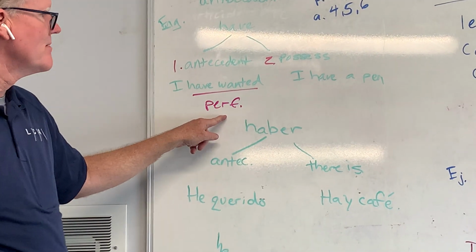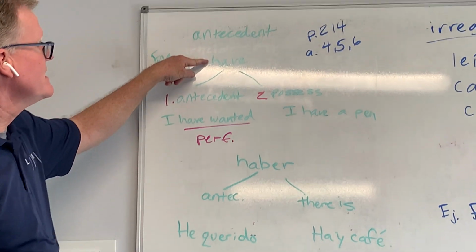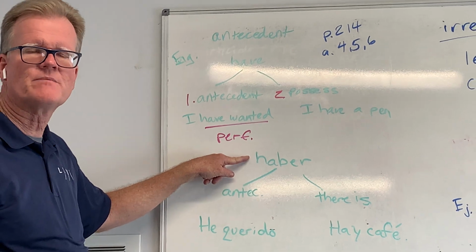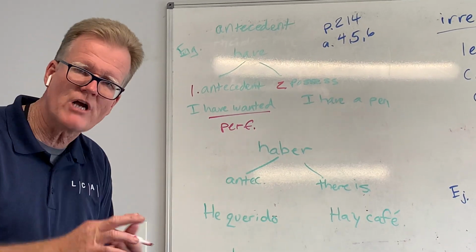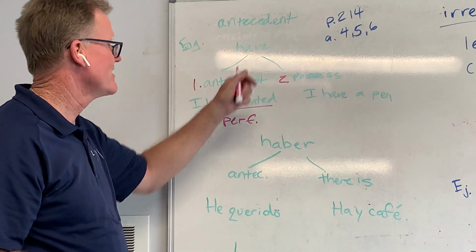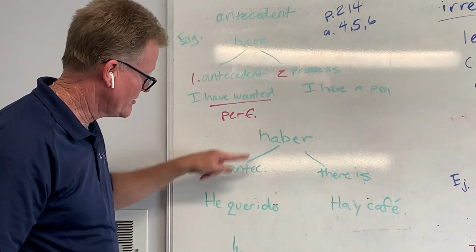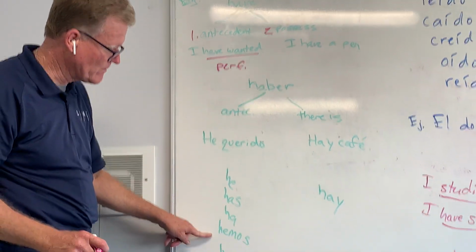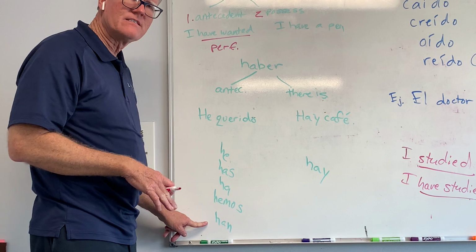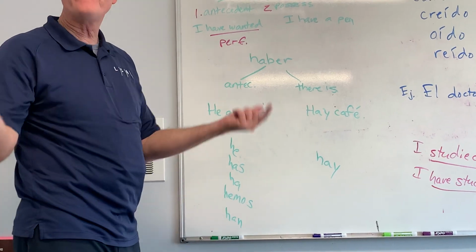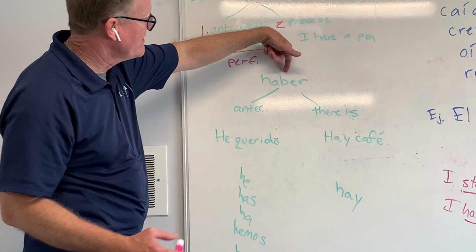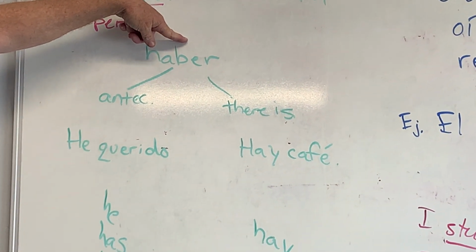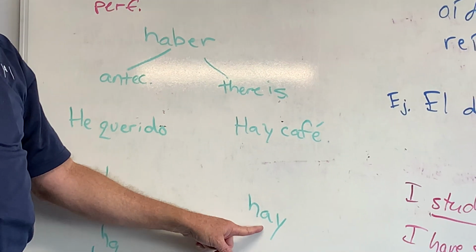I'm just going to abbreviate it, perfect. Well, it turns out that the same thing is true in Spanish. There's a different antecedent in Spanish, but the different verb has two jobs, just like the English. I showed you the conjugations yesterday for the antecedent. It's he, has, ha, hemos, han. Those are the antecedents for the perfect tense. What's the infinitive that they're derived from? The infinitive is haber.